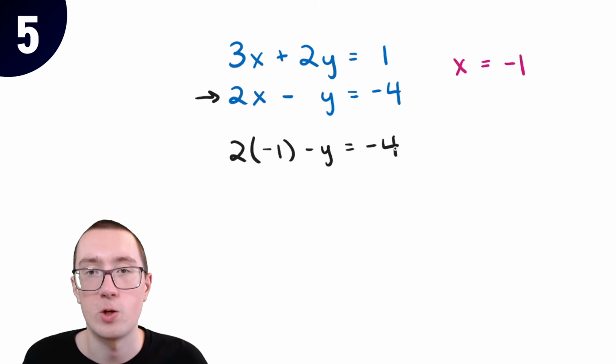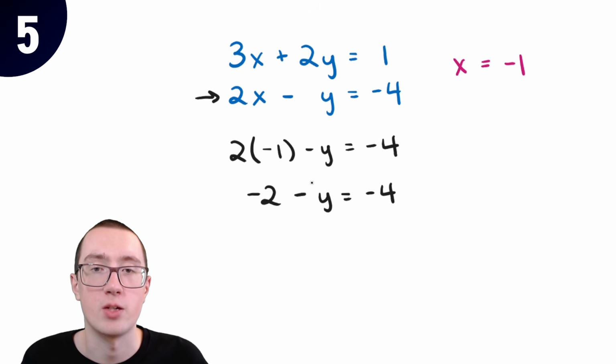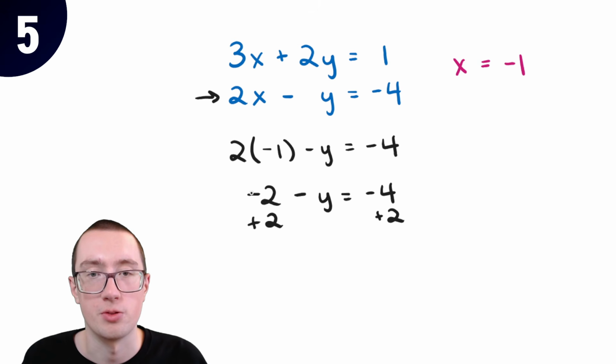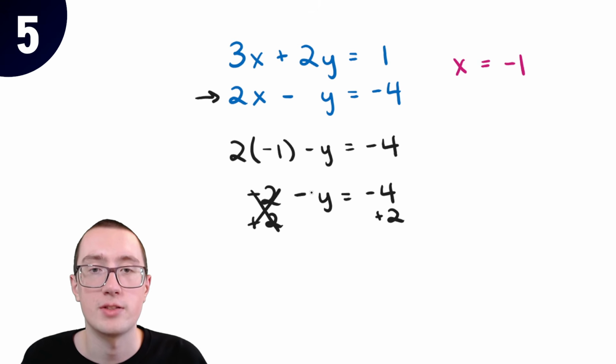And now we just need to solve for y. So this can be simplified here, right? This is 2 times -1, that's -2. And now to get y by itself on this side of the equation, I need to get rid of this -2. So I'm going to do the opposite of minus, which is plus, and add 2 to both sides. So these cancel out. On the left side, don't make the mistake of just saying we have y. We actually have minus y.